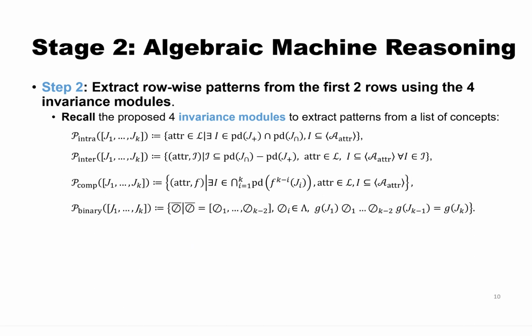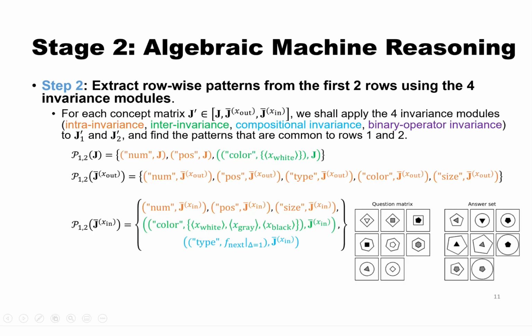In step 2, we shall extract row-wise patterns from the first 2 rows. Recall that we propose 4 invariance modules to extract different types of patterns from any sequence of concepts J1 to Jk, which can be computed using the following equations. For each concept matrix in the list, we shall apply the 4 invariance modules to row 1 and row 2, and find the patterns that are common to both rows.